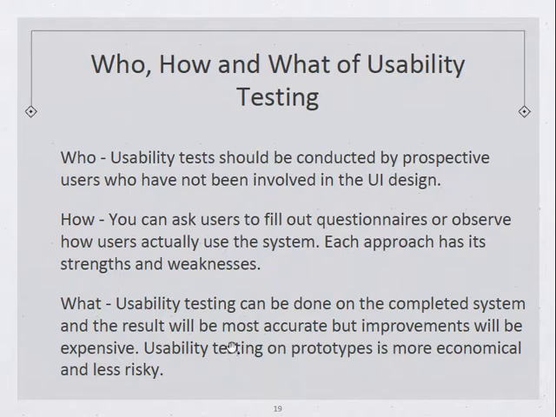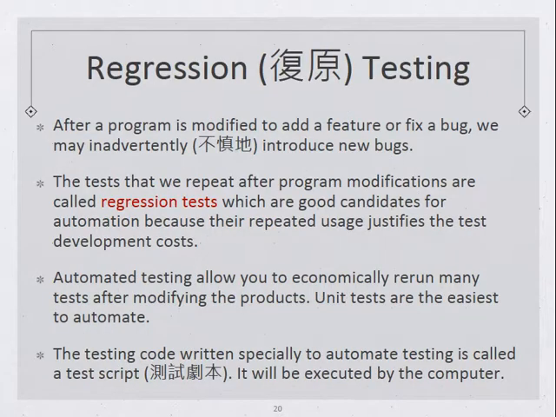Okay, so what should we be testing? Should we be testing a complete system, or should we be testing a prototype? If we test a complete system, that means if we need to change it, it's going to be quite expensive because we completed the product already. So slightly better, more economical is to use the prototype approach. So build a prototype quickly or even draw some screens.